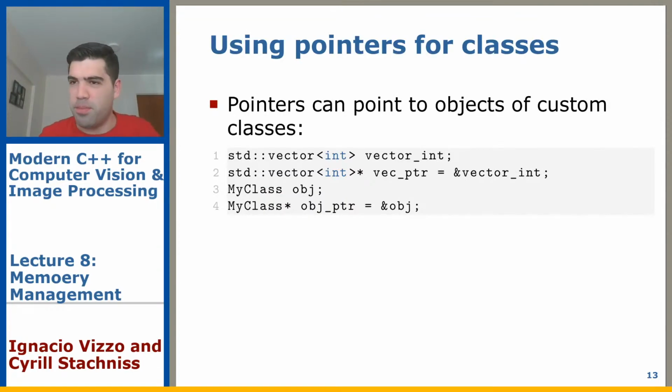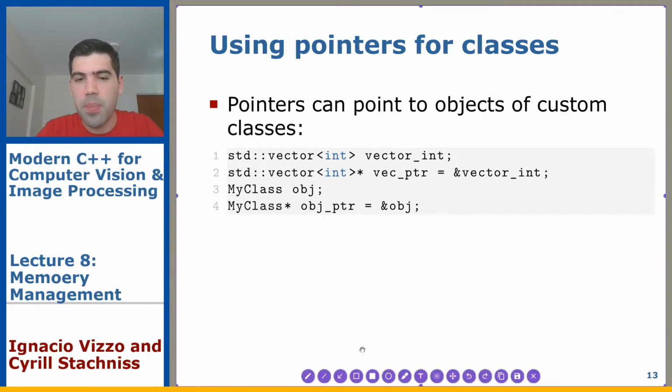Okay, so using pointers in the real world. This is where our lesson starts. Pointers can point to objects of any type in C++. In this case, for example, you have a vector, and you want to point to this vector. If you're doing this, there's something else that is wrong, so you don't need to do this. There's no reason why you should be pointing to vectors.